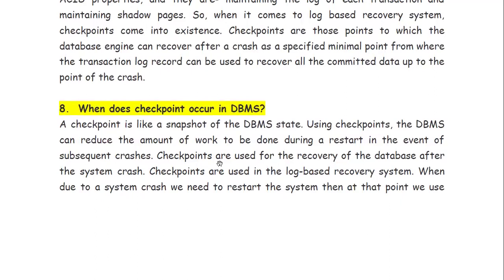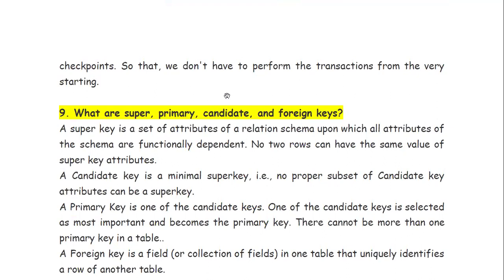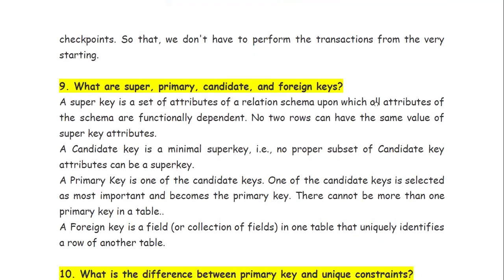Why do we use the checkpoint? Because it is used for the recovery of the database after a system crash, so that we can retrieve the committed data up to the point of the crash. Checkpoints are used in the log-based recovery system. When due to a system crash we need to restart the system, at that point we use the checkpoint so that we don't have to perform the transactions from the very starting. At least we can save our time and our cost.